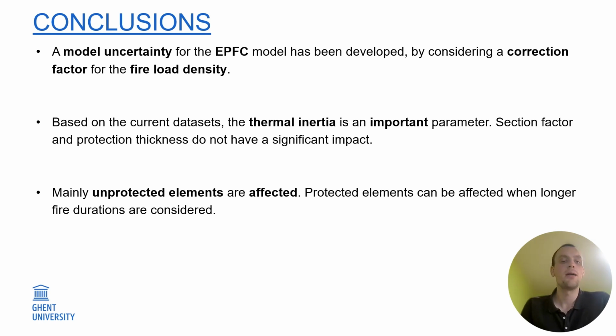Based on the current data sets, we can say that the thermal inertia is an important parameter for the value of the correction factor, and that the section factor and protection thicknesses did not have a significant impact. And lastly, we can say that mainly unprotected elements are affected, but that's only the result of a single case study. If we would have a different case study with a much longer fire exposure, then the temperatures inside protected elements can also get much higher, and they may actually pass the thresholds for material property reduction. So this is really case study dependent.